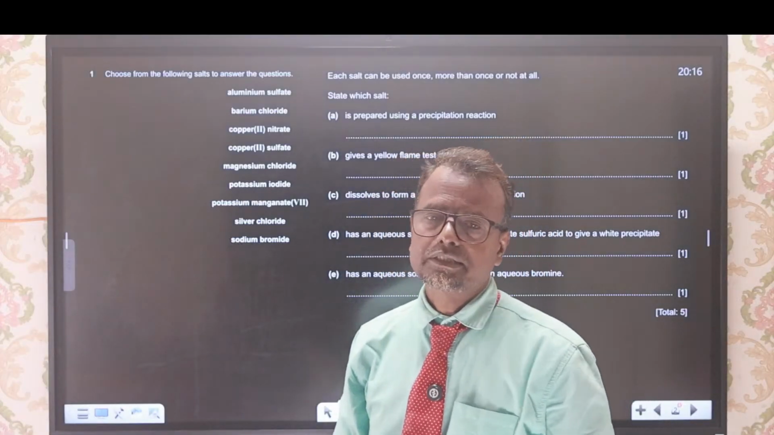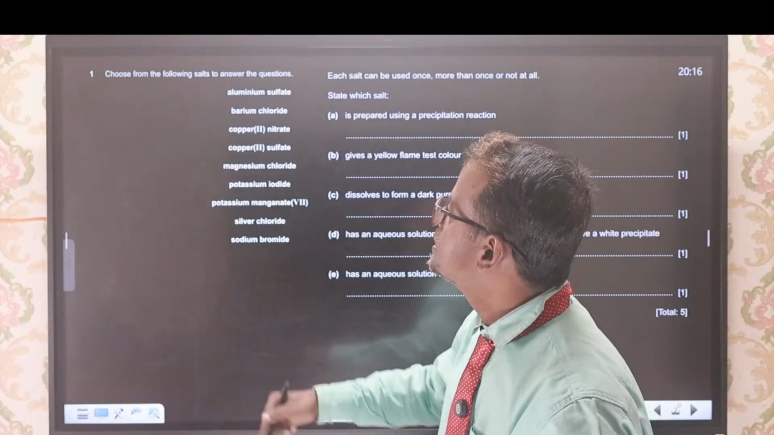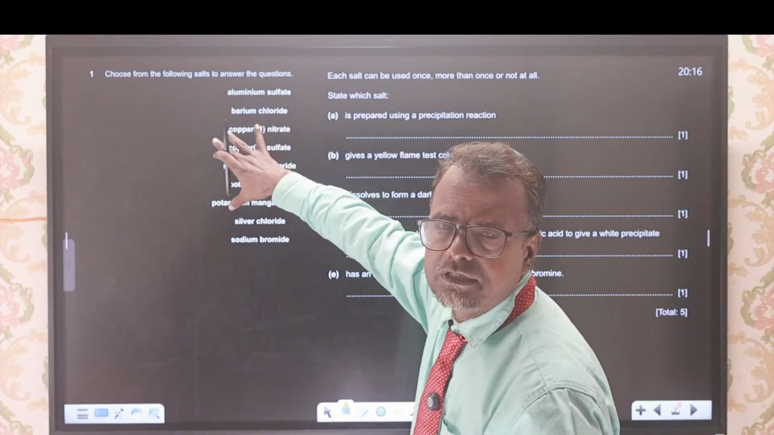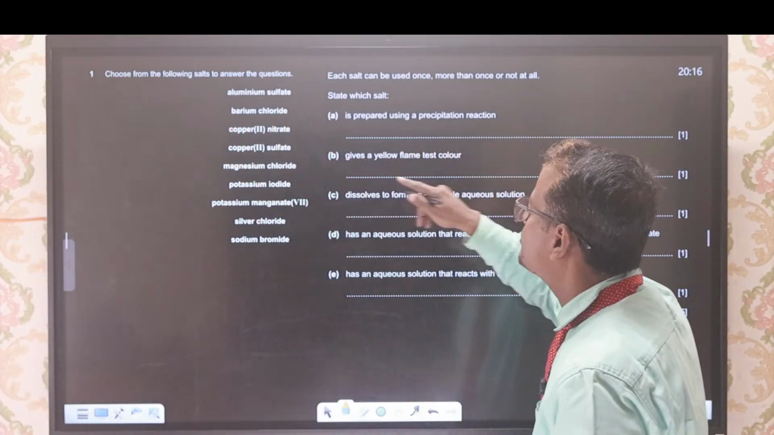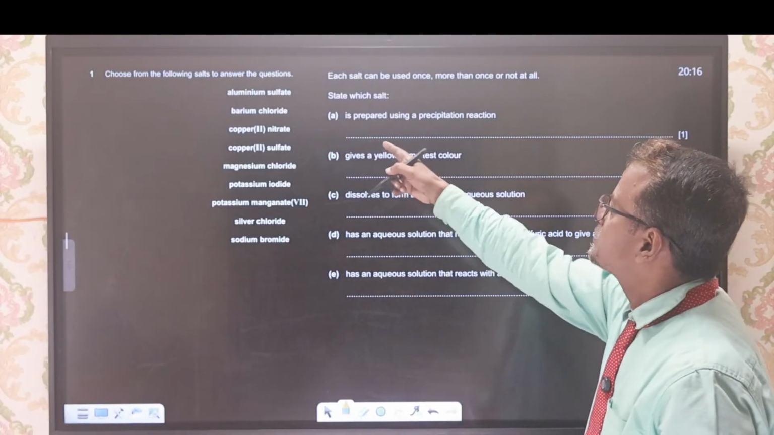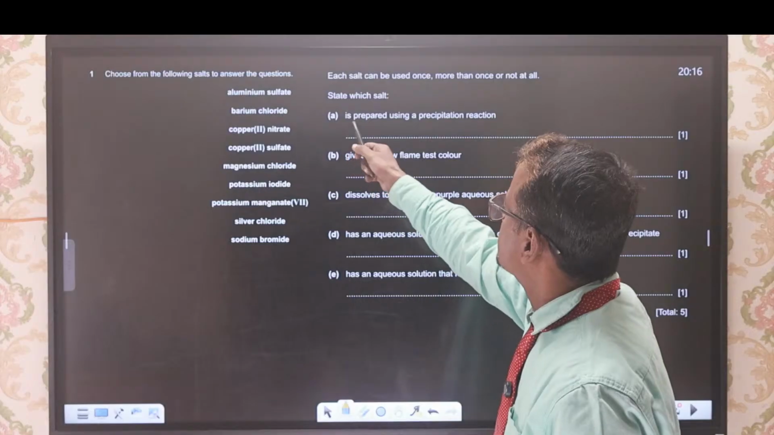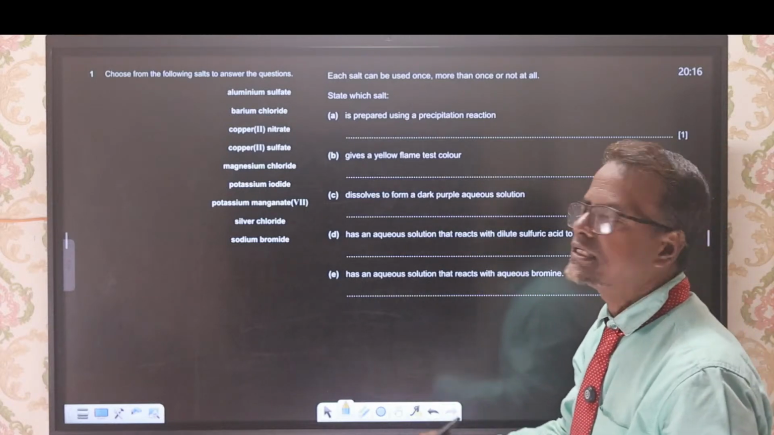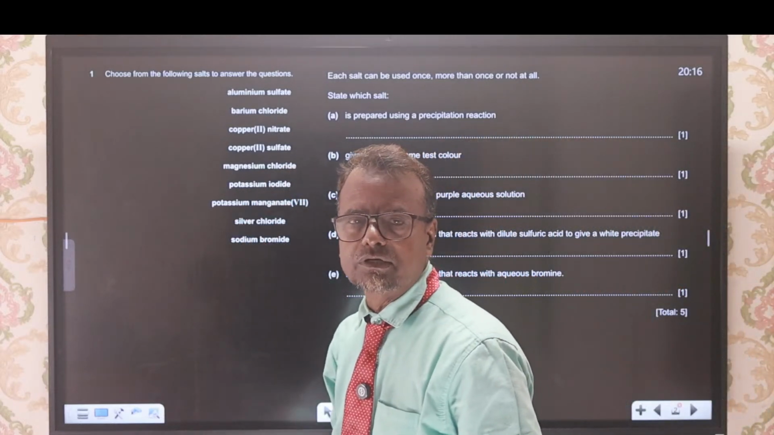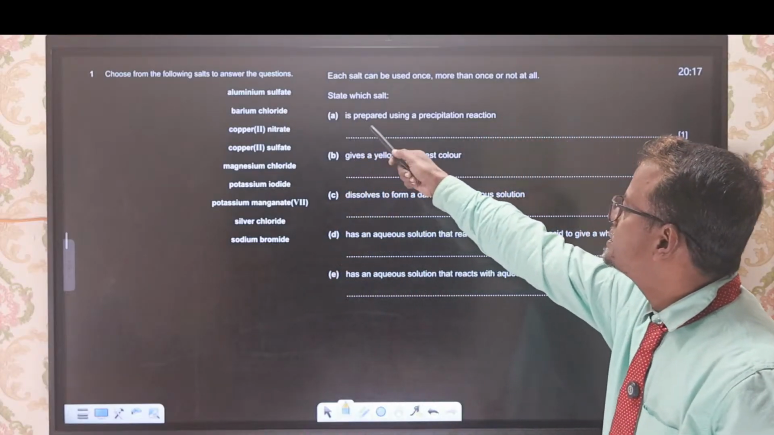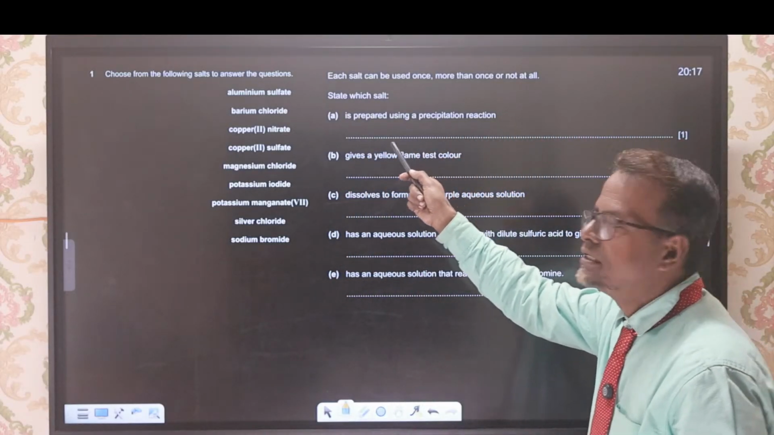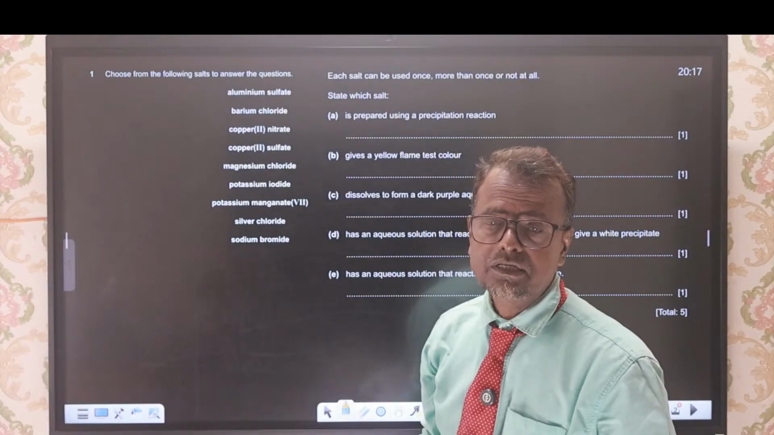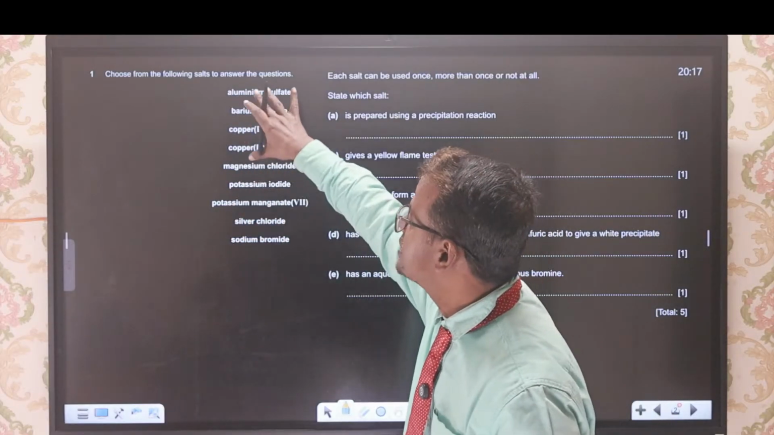So this question one, choose from the following to answer the question. These are the answers over here, so we have to solve using these. Look here: each substance can be used once, more than once, or not at all. Question A is prepared using a precipitation reaction. That means an insoluble solid. Which one is an insoluble solid? You need to find it from here.